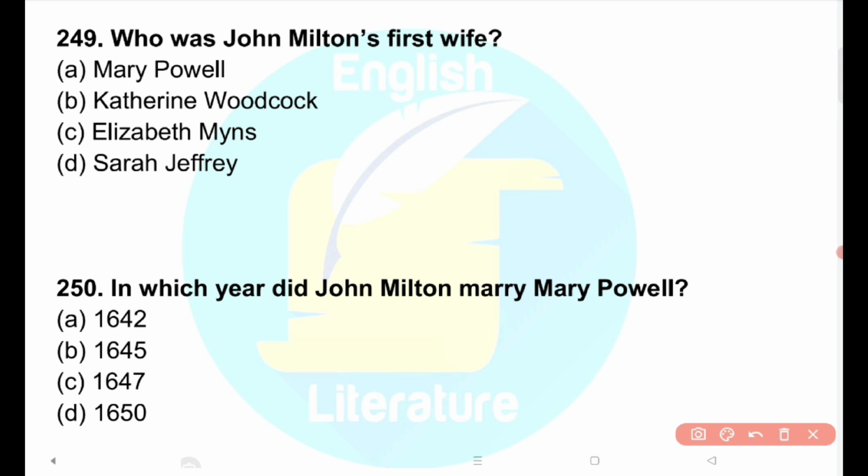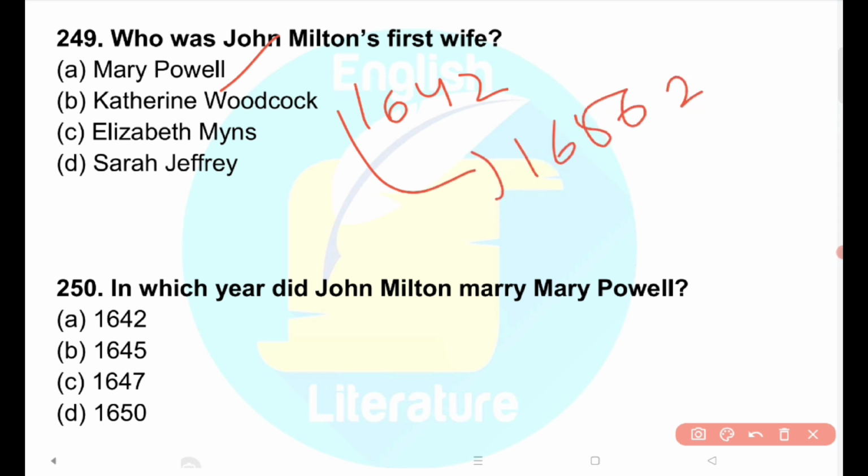Who was John Milton's first wife? Option A, Mary Powell. Milton's first wife was Mary Powell, whom he married in 1642. But she left him shortly after. He married Catherine Woodcock in 1656, but she died two years later. At the end, he married Elizabeth Minshull in 1667.